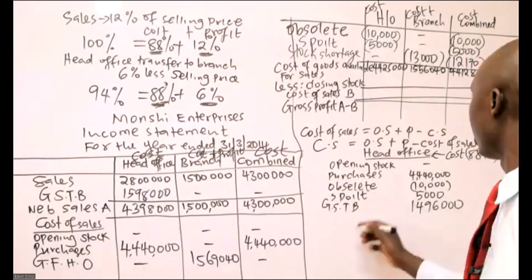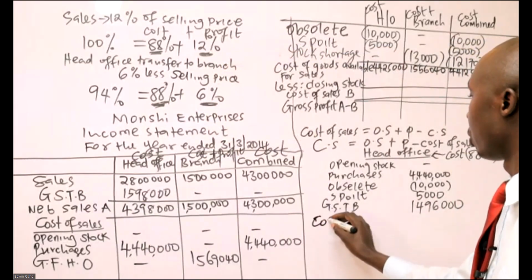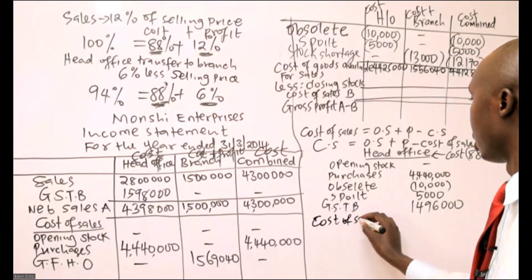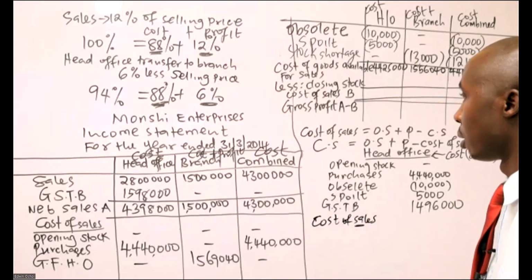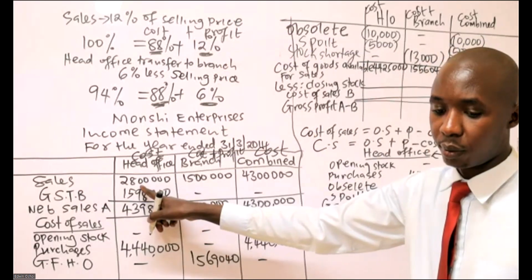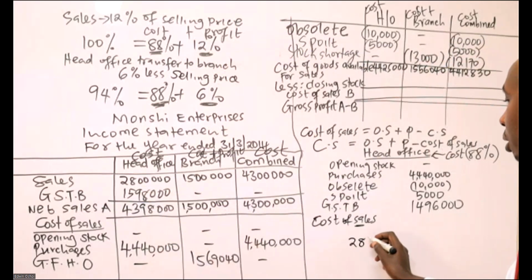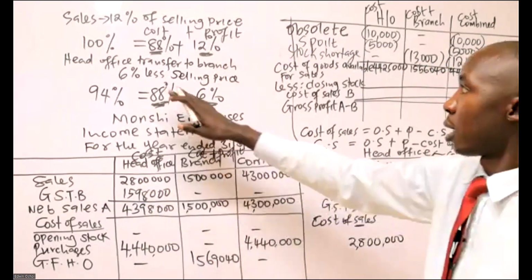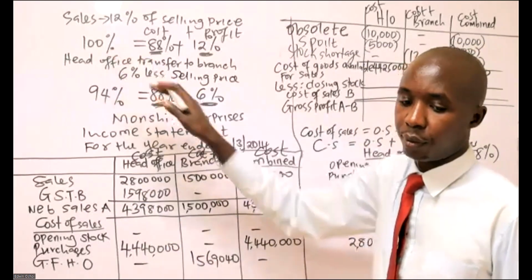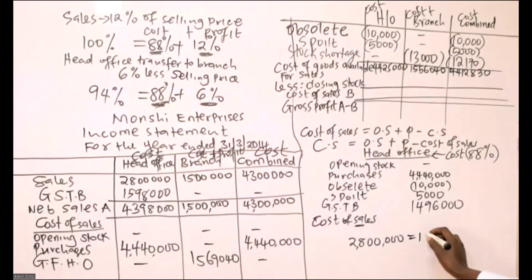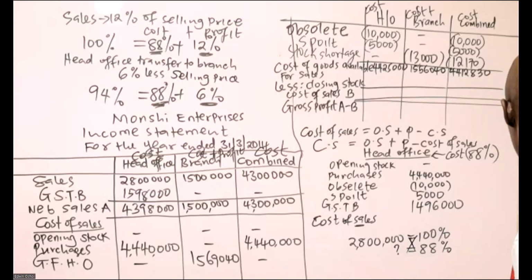Then for the cost of sales to be deducted, we use sales. So the sales is 2.8, of which we know that sales is at 100%. So we need 8% costs. We need the cost.